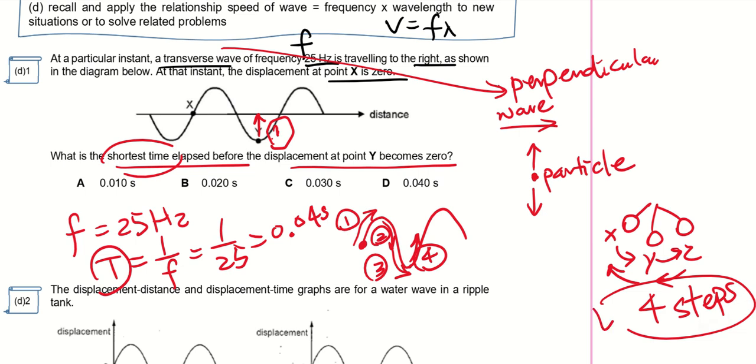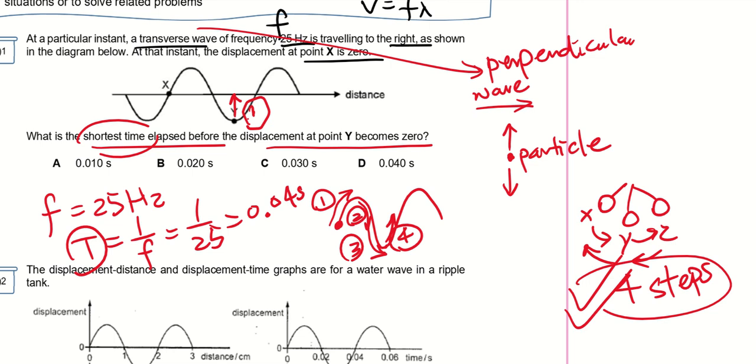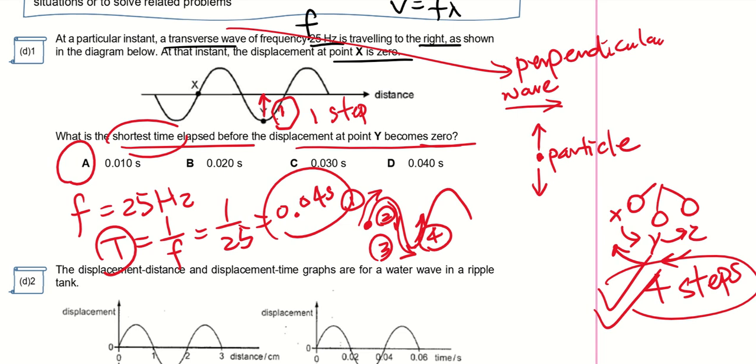Now, period is the time taken to complete one wave. And in order to complete one wave, I will need 4 steps. But now, for this question, in order for Y to just have a displacement of 0, it will only take one step. Because 4 steps need 0.04 seconds, one step will then need 0.01 second. Okay? So this is something new. You have to think about the 4 steps.